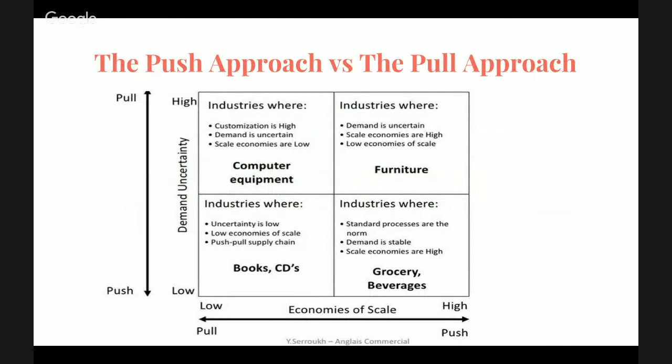As you can see in this diagram, computer equipment is the most common product using the pull approach, while groceries and beverages are the most common products using the push approach.